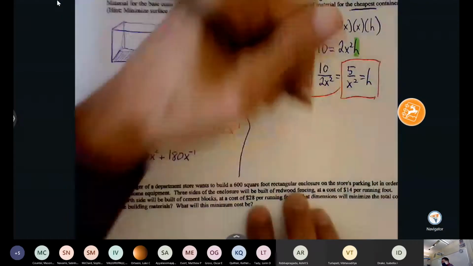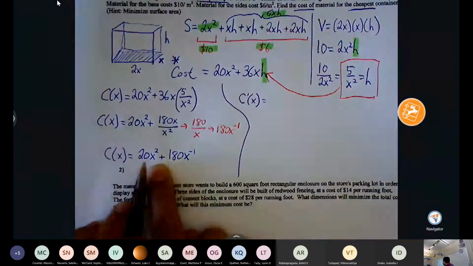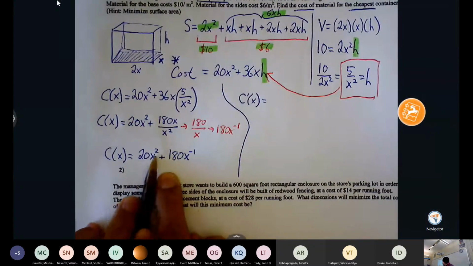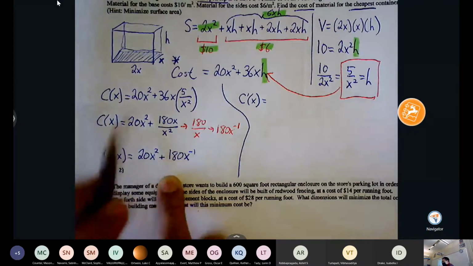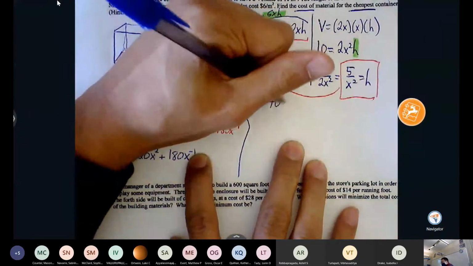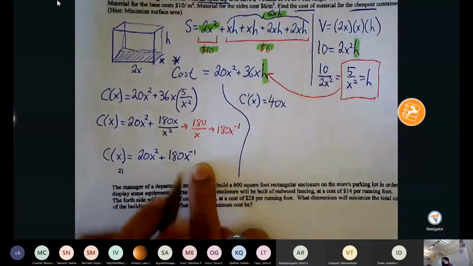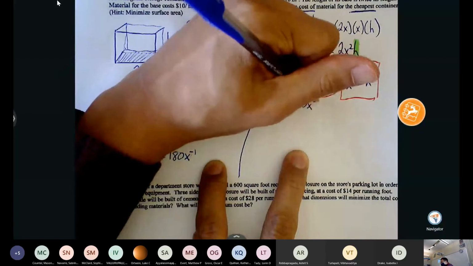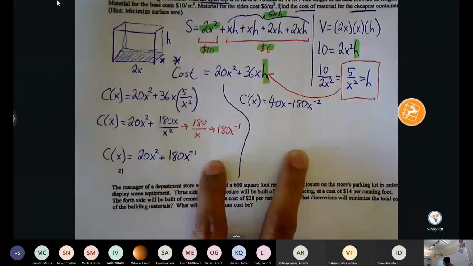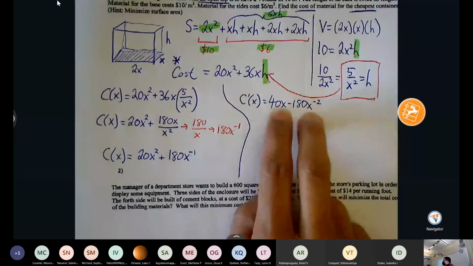Okay, we should have an easier time with the derivative here. Power rule: bring down the exponent, multiply by the coefficient, subtract 1 from the exponent. Bring down the negative 1 times 180. Subtract 1 from the exponent. And then we always set our derivative equal to what? 0.